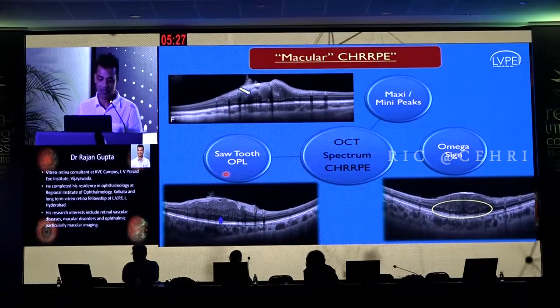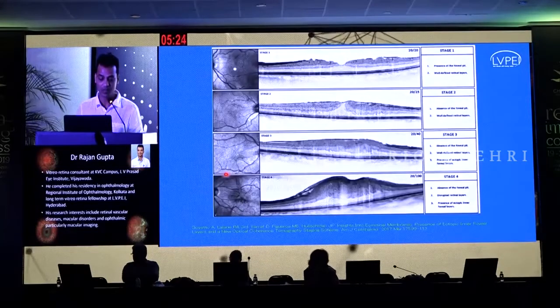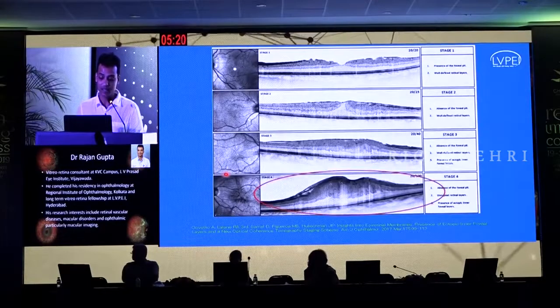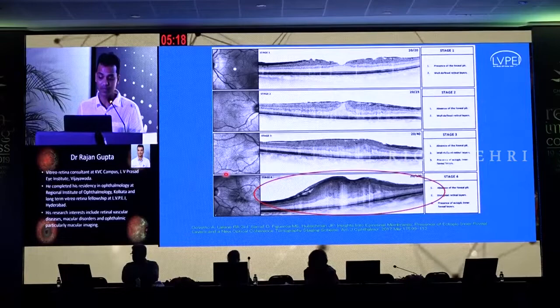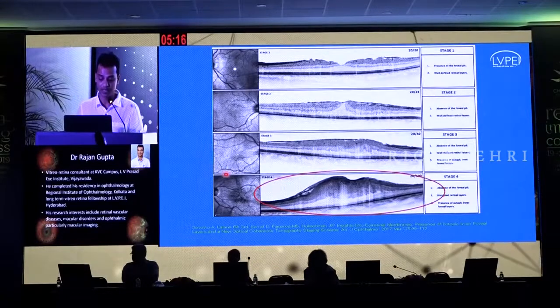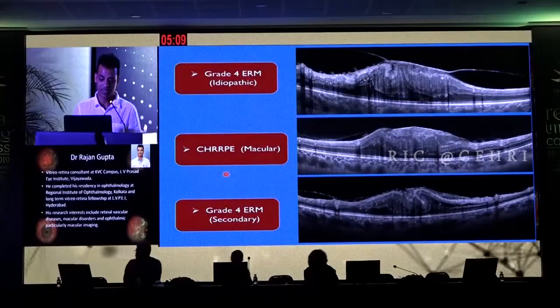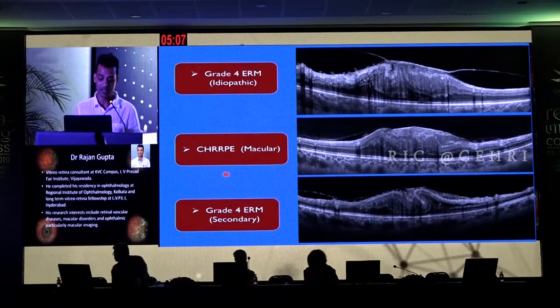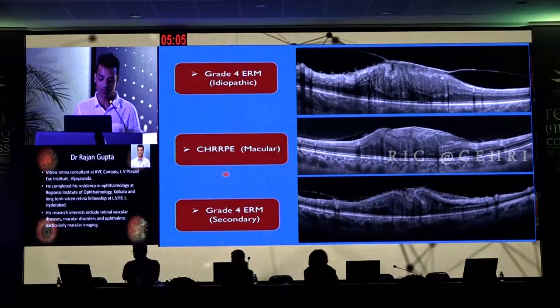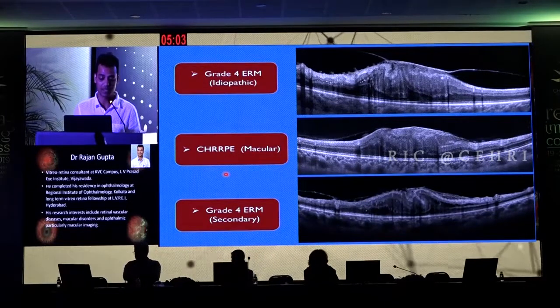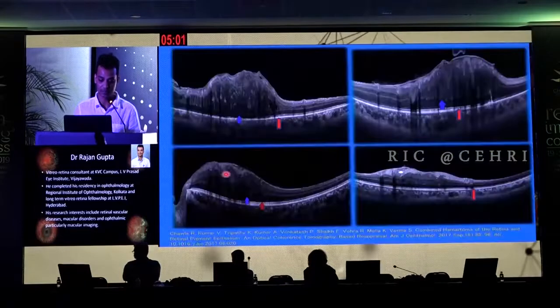But this constellation of signs on the OCT which we observe is not exclusive to combined hamartoma. They have been seen in recently graded ERMs with stage 3 or stage 4 ERMs. And looking at the outlook on the OCT, it becomes very hard to differentiate both the entities on just seeing the OCT.